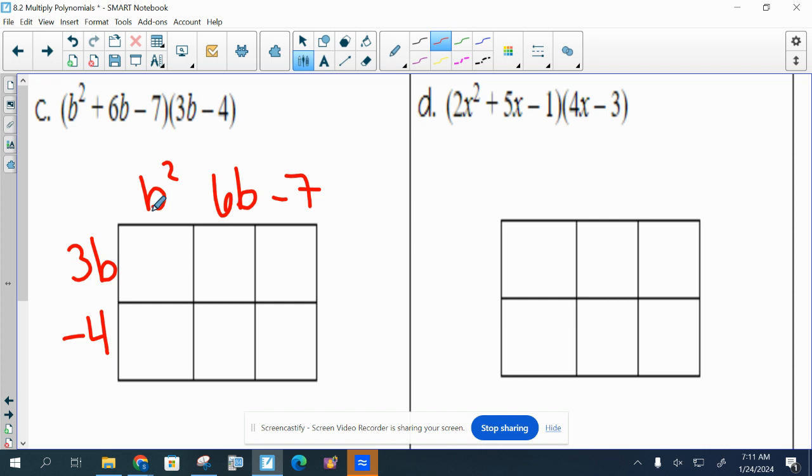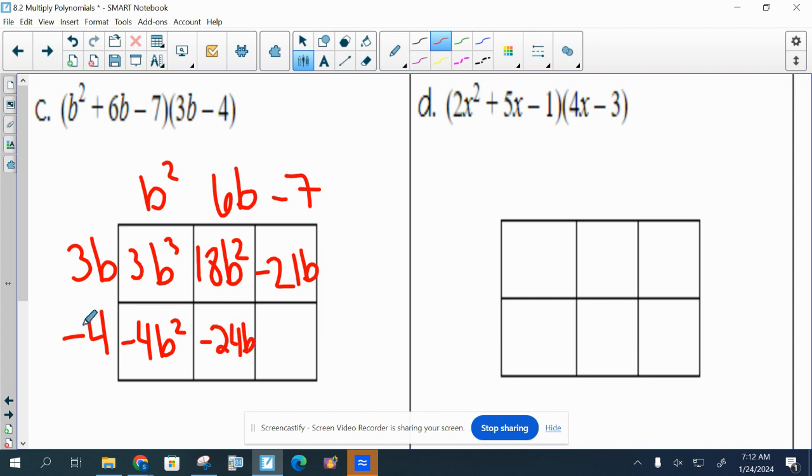So 3b times b squared is 3b to the third. 3b times 6b is 18b squared. And 3b times negative 7 is negative 21b. Then I'm going to do the bottom row. So negative 4 times b squared is minus 4b squared. Negative 4 times 6b is negative 24b. And then negative 4 times negative 7 is positive 28.